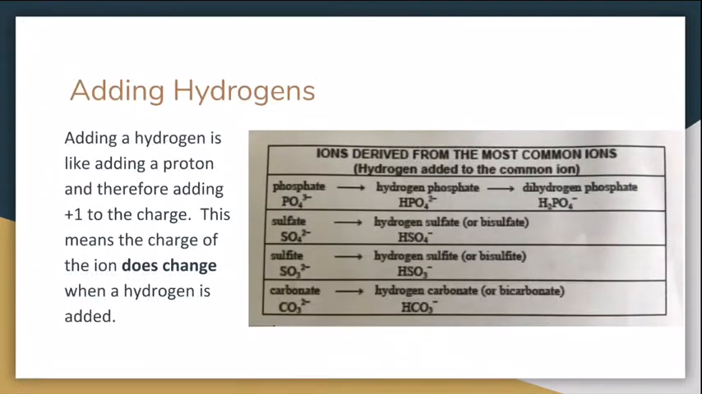Another addition to these common polyatomic ions is adding a hydrogen. One example of this is adding a hydrogen to carbonate to form bicarbonate. Adding a hydrogen is different because it doesn't change the amount of oxygens, and it changes the charge. The hydrogen acts as a proton, and a +1 is added to the charge for each hydrogen added.